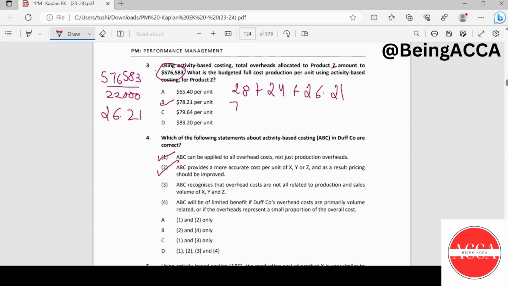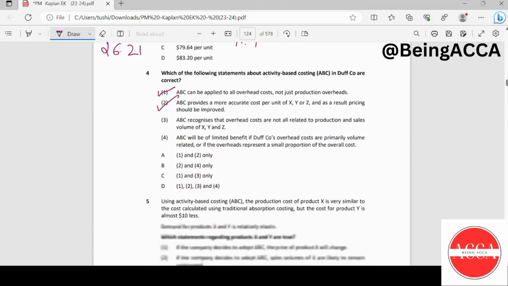78.21 compared with the cost that we were getting above, 71.4, it is actually a better pricing because we know how much exactly was the resources or the money spent on product Z, and this is actually a more accurate cost which can even help us to improve on the pricing, right?